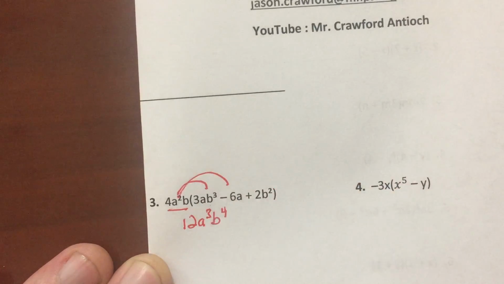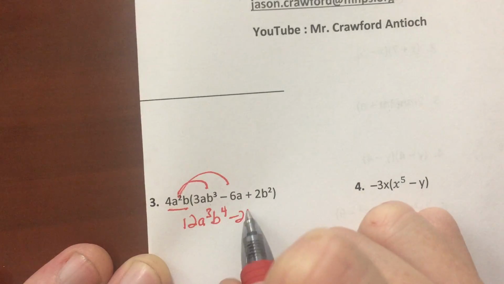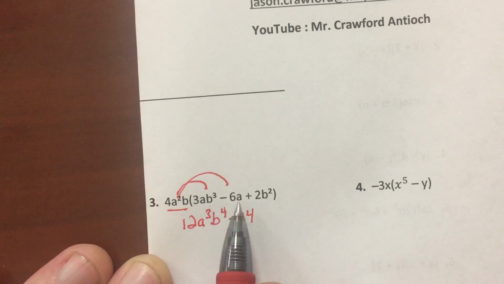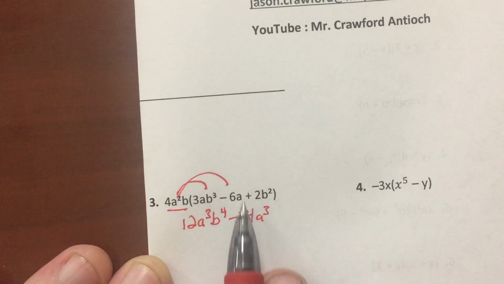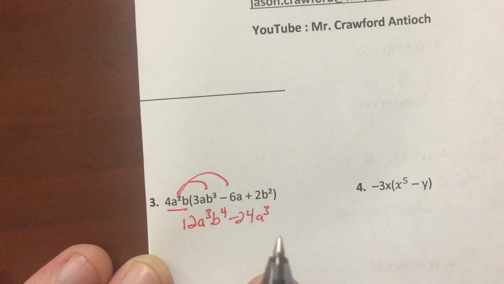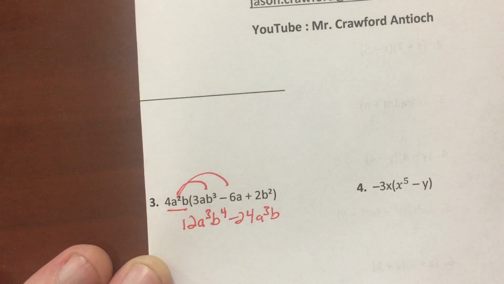When we multiply the next term, 4 times negative 6 is negative 24. A to the second, a to the first is a to the third. B comes over here and sees no other b's in this expression, so it's just going to stay b.